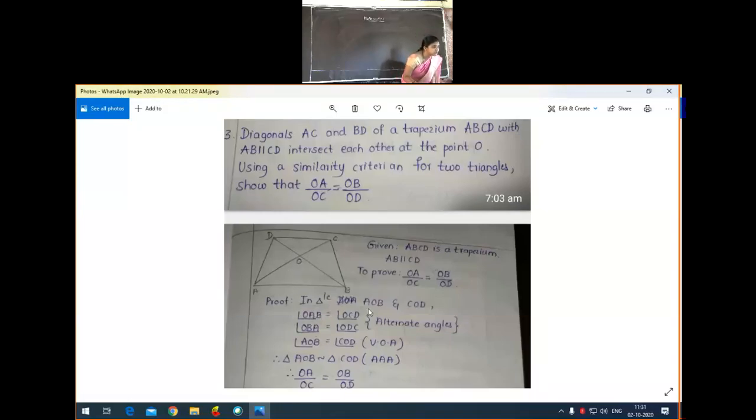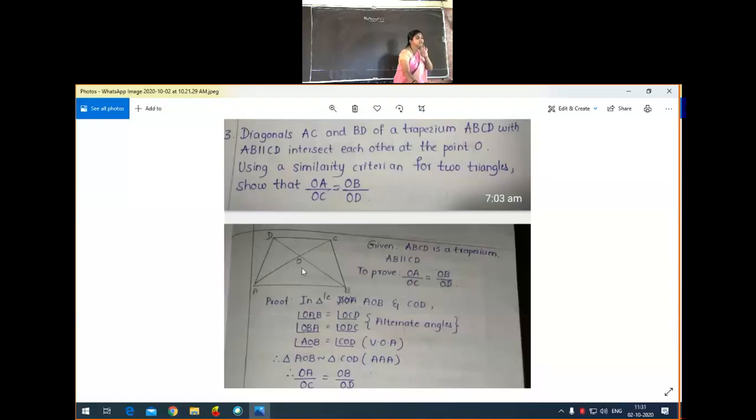Look at this one solution. In triangle AOB and in triangle COD, angle OAB is equal to angle OCD. How? This is alternate angle. Next, angle OBA is equal to angle ODC, on the reverse side.